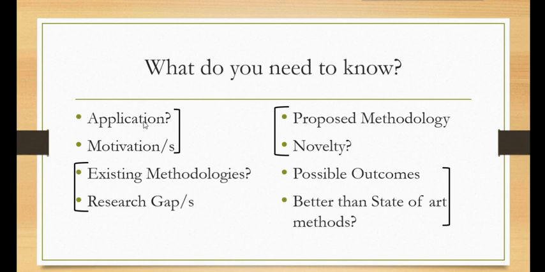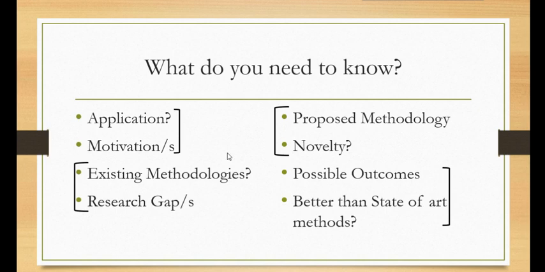That means we can write application with motivation together in two or three sentences, existing methodologies with research gap in two or three sentences, proposed methodology with novelty in two sentences, and this last one is two sentences as well. So we get eight or more sentences. From these eight or more sentences, a good abstract contains approximately 250 to 300 words. So I think it will cover that.